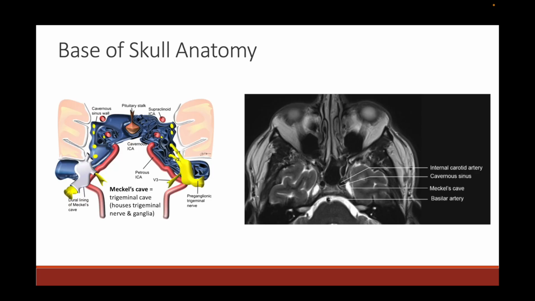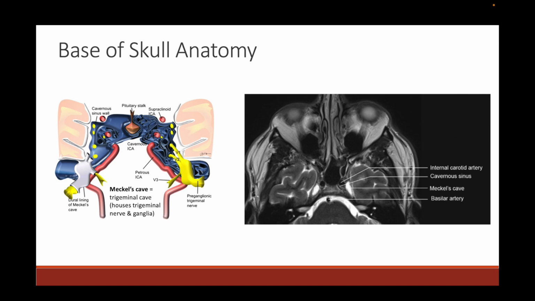And then finally, the last little piece of anatomy that I want to share is the Meckel's cave, which is located more posteriorly in relation to the cavernous sinus, posteriorly and laterally. And the Meckel's cave is also known as the trigeminal cave because it actually houses the trigeminal nerve and ganglia.